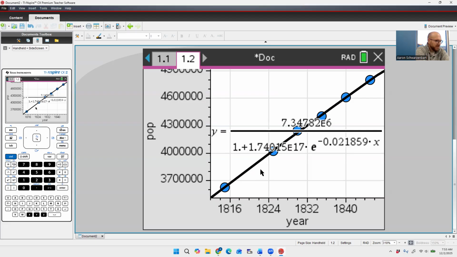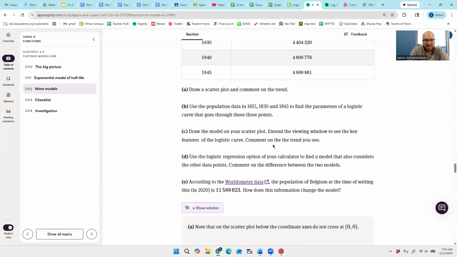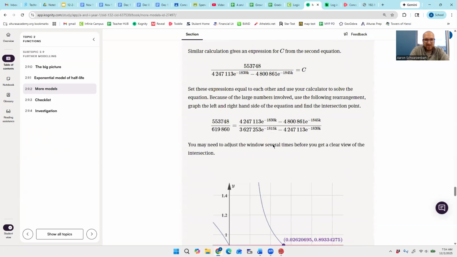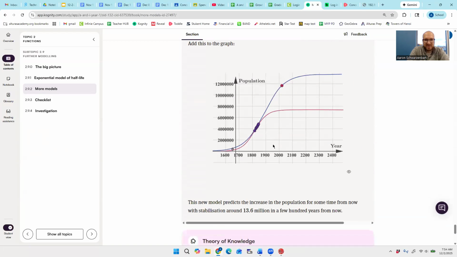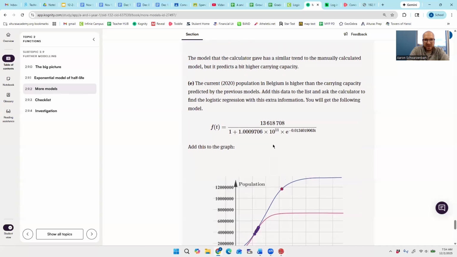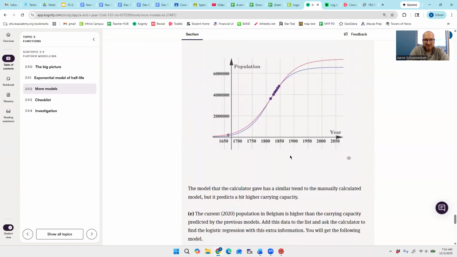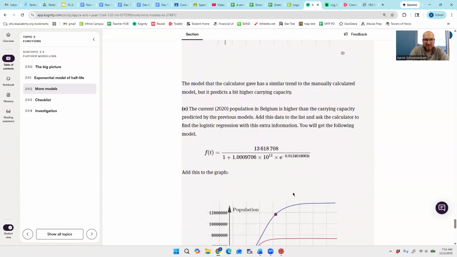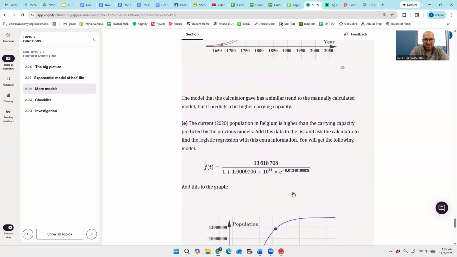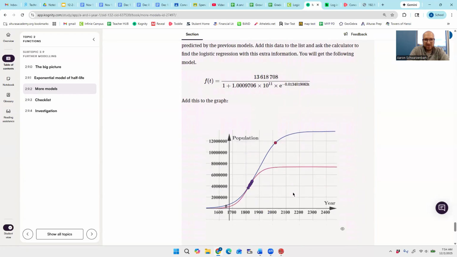So we get the same model. It's similar but slightly different. You can put them both on the same graph. And we see that when they're both on the same graph, we see they're pretty close. So, and we have red and blue.